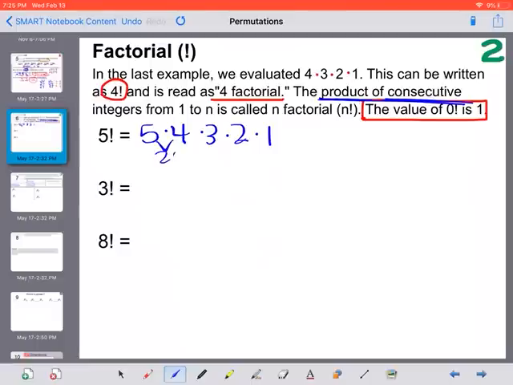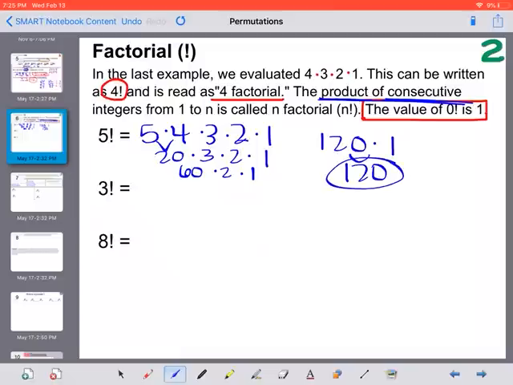5 times 4 is 20, and then we have times 3 times 2 times 1. 20 times 3 is 60. 60 times 2 is 120. 120 times 1 is still 120. So we just did that one with what we know about multiplying. So 5 factorial is really 120. There are 120 ways to arrange 5 different objects.